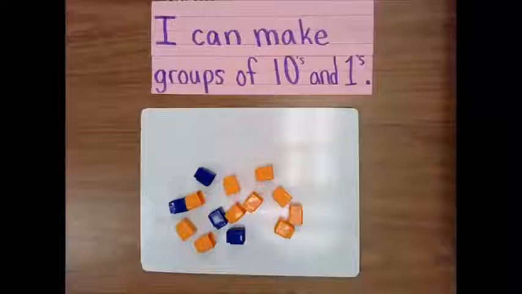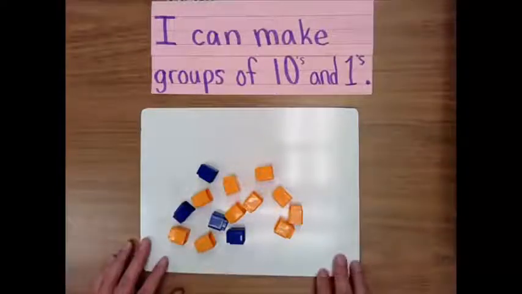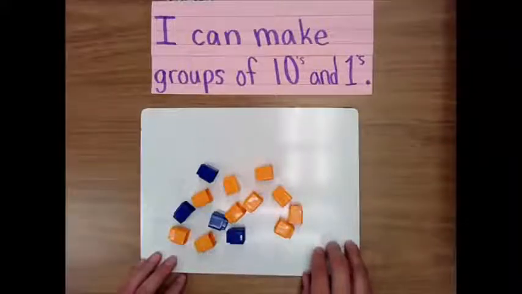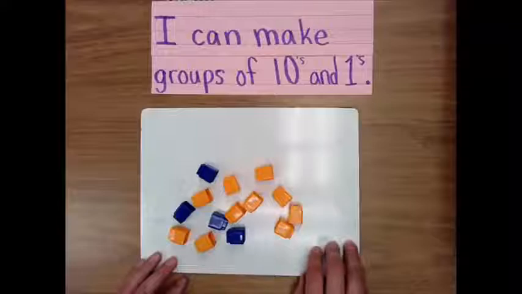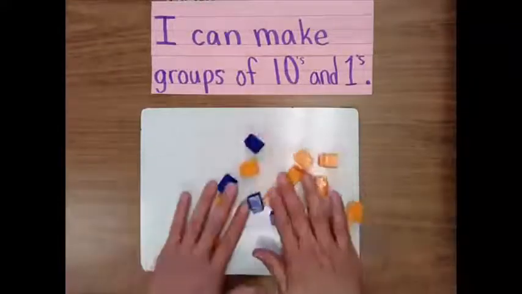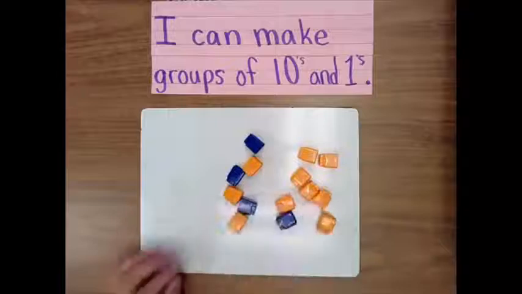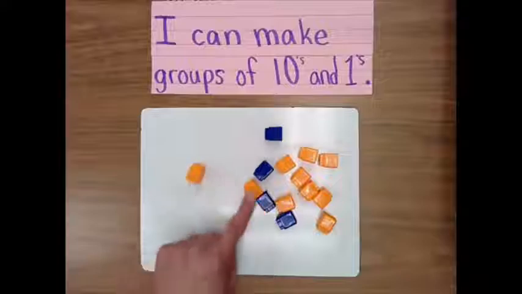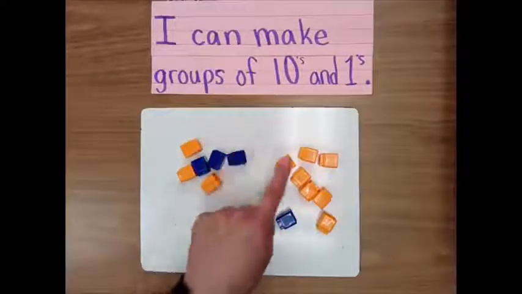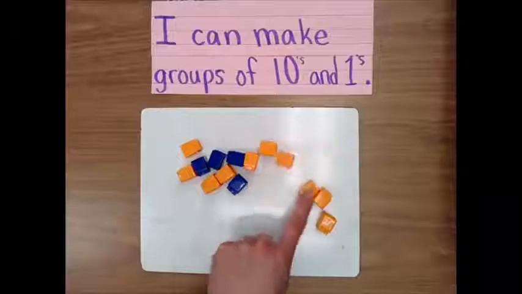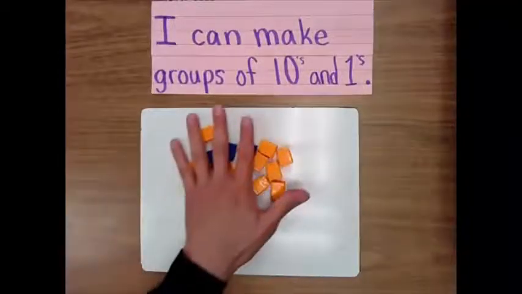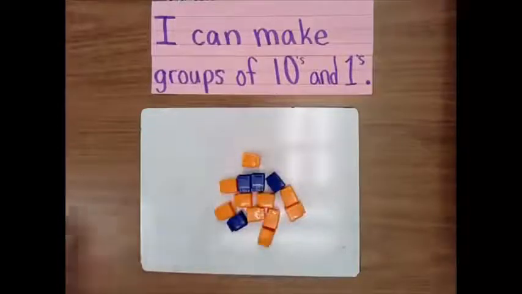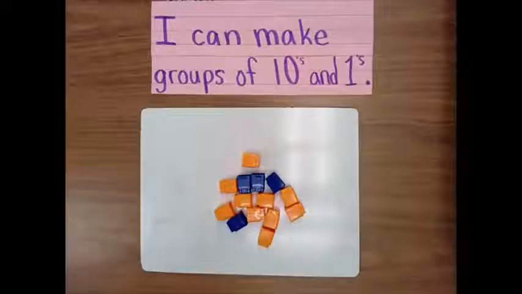So what we're going to do today is regroup some of our counters into groups of tens and ones. So I have some counters right here. And if I count these counters by one, I say 1, 2, 3, 4, 5, 6, 7, 8, 9, 10, 11, 12, 13, 14. So by counting by ones, I know that I have 14 counters right there.